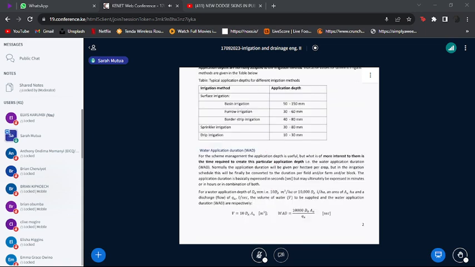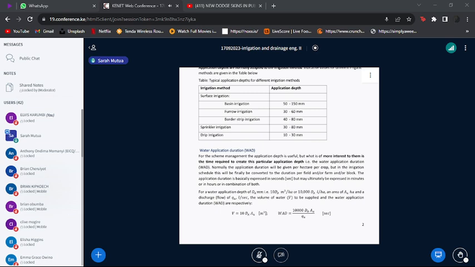The water application duration is usually given by 10,000, which is just a conversion factor, multiplied by the depth of application that you have, whether it is the maximum water application depth or, like what we have seen, when the moisture content is not critical, then multiplied by your area in hectares, then divided by your stream in liters per second. 10,000 is just a conversion factor. If you do not want to use a conversion factor, you can use dA times AU divided by QU, but make the units consistent.